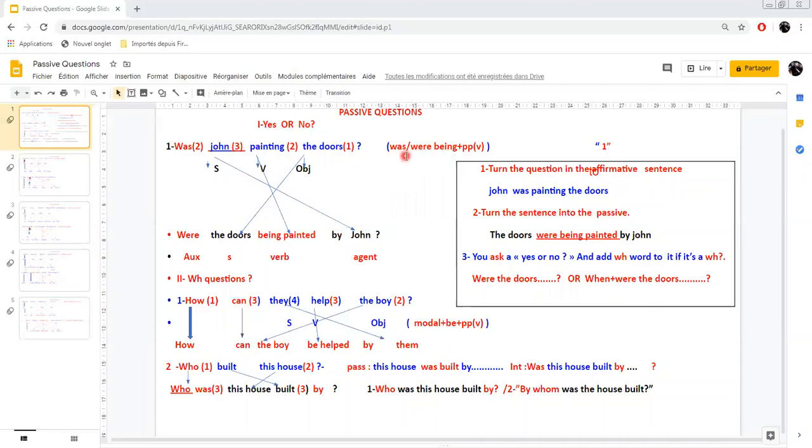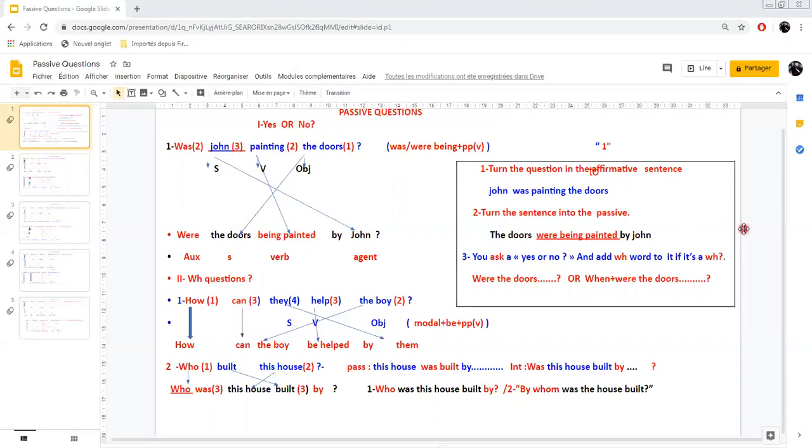You should know this, of course. So we are starting with this auxiliary here. And then use the past participle as it is in the passive rule, being painted, and you finish your question with the agent if you mention it, of course. That's very easy. So your object here becomes the subject. Then you put your auxiliary, of course, the past participle, and then you finish your question.